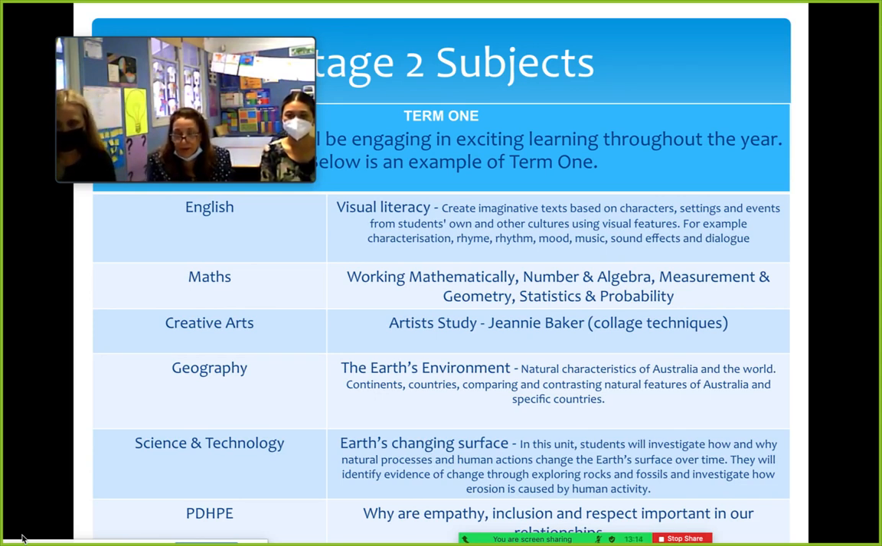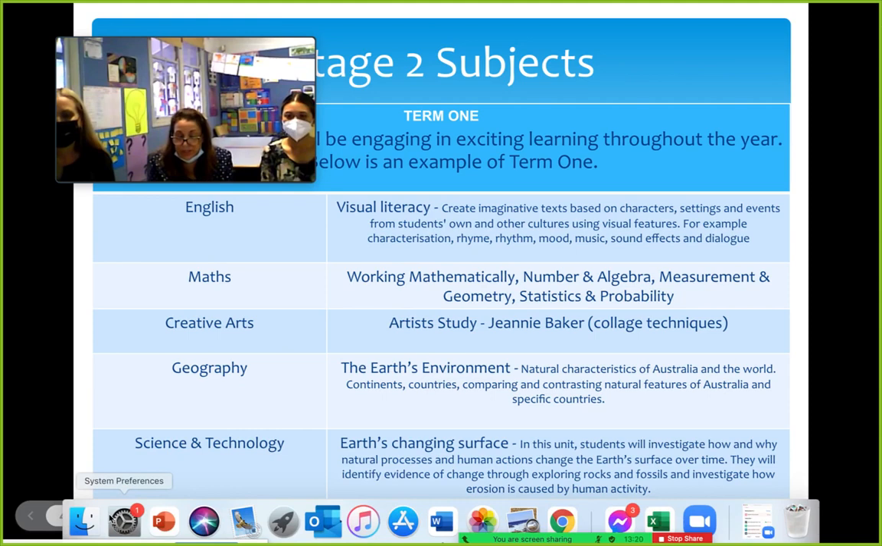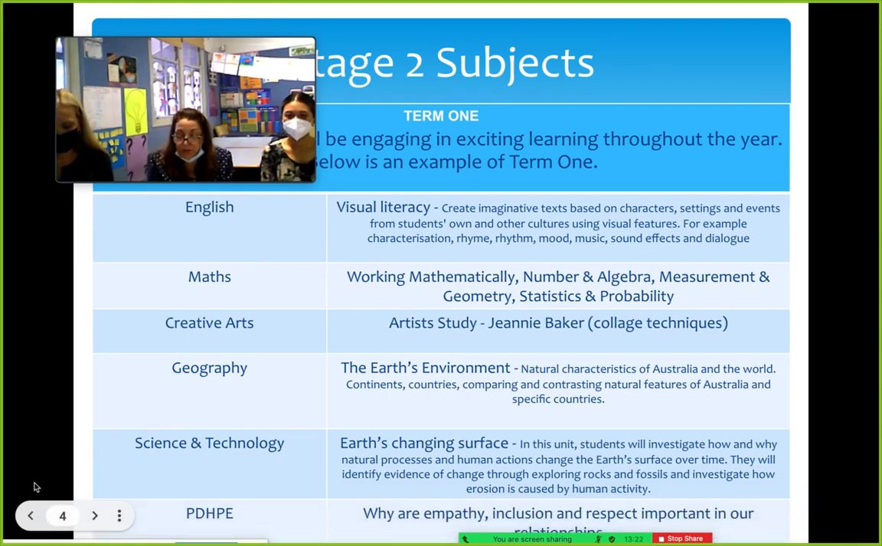In maths, we are differentiating our mathematics program using the current syllabus and the numeracy progressions in working mathematically, number and algebra, measurement, geometry, statistics and probability. In creative arts, we're doing an artist study and we're looking at Jeannie Baker. She uses collage techniques and we're going to emulate some of her designs in class. In geography, we're doing the Earth's environment, where we're looking at natural features of Australia and the world, continents, countries, and comparing and contrasting these natural features of Australia and specific countries.